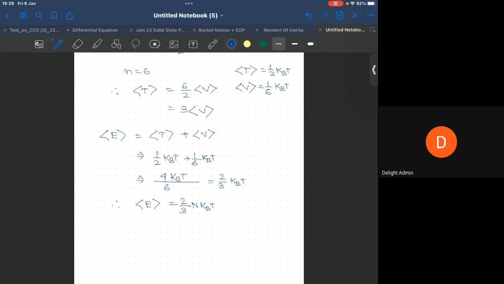And now the specific heat C is del average E del T, so this will be 2 by 3 n kB. And that's all for this class.